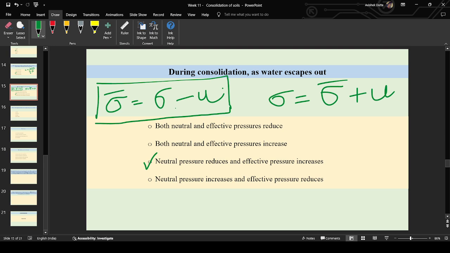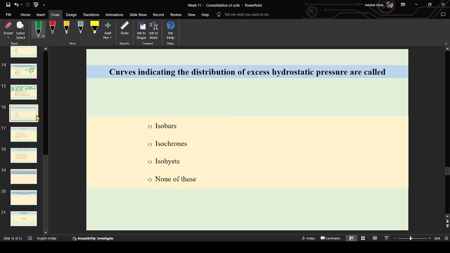Yeah, that is the scenario I'm talking about. So it is clear, I believe, to you. The third option is the answer over here. Next question: curves indicating the distribution of excess hydrostatic pressure are called? I think you know this. You've already mentioned it in one class. What is the answer? Isochrones. Yes, isochrones. Distribution of excess hydrostatic pressure.